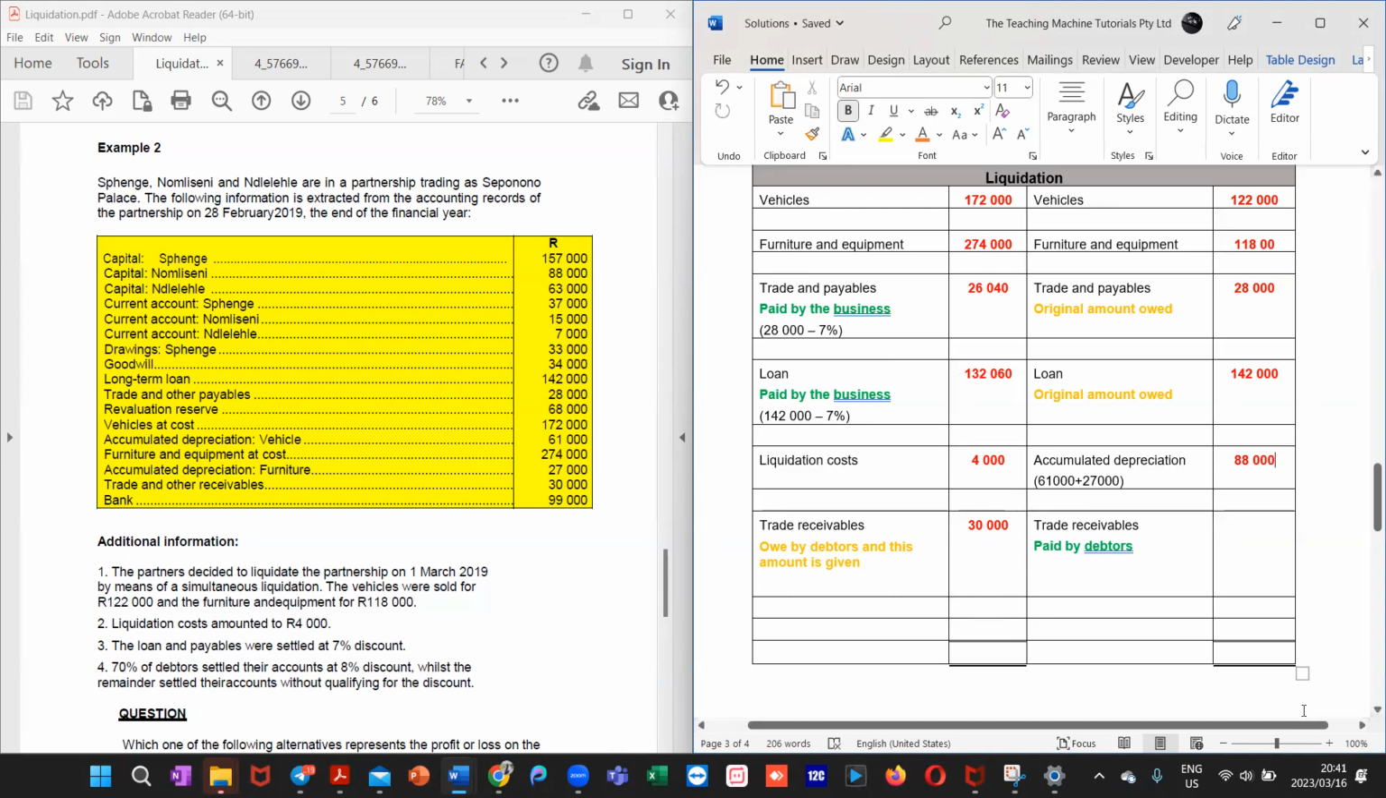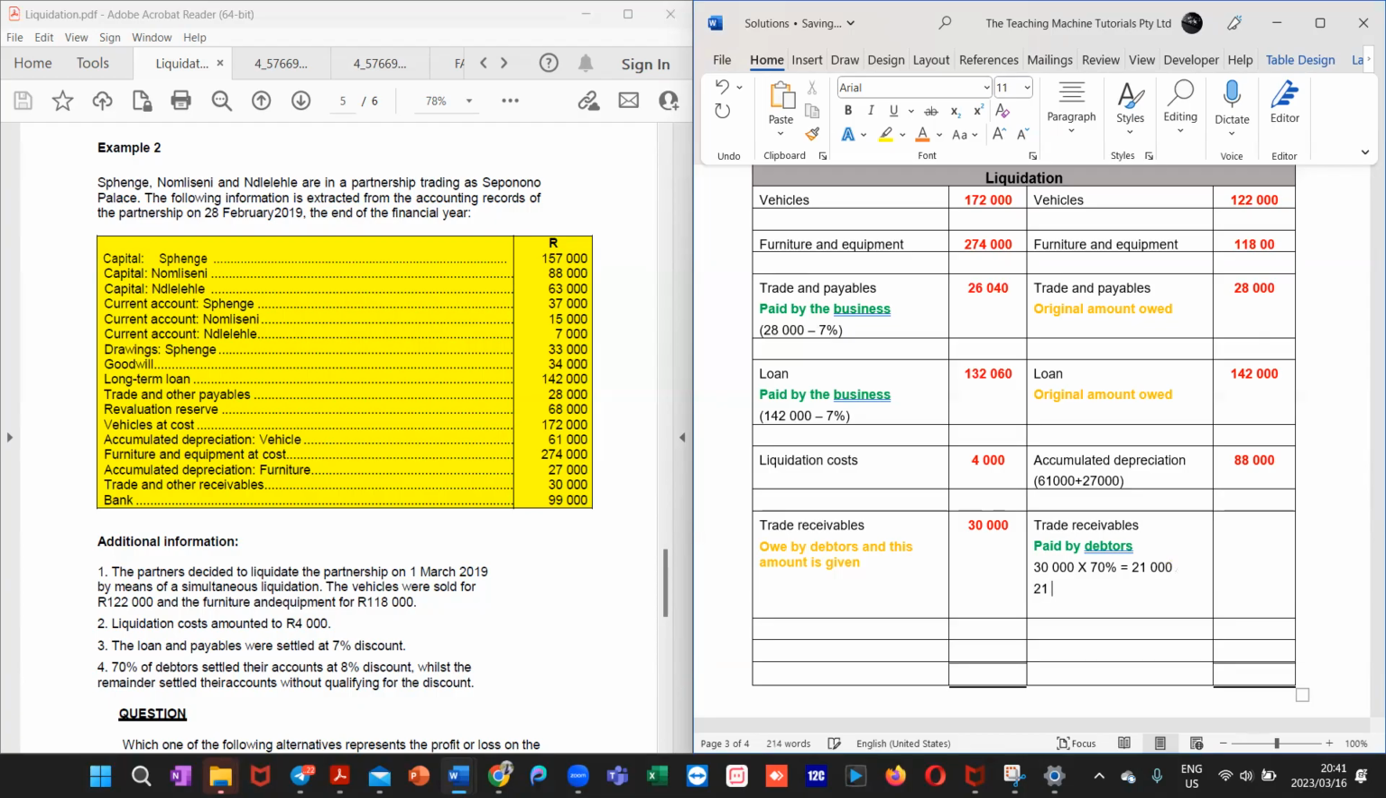Okay. How much will be paid by debtors? 70% of debtors settle their accounts at 8% discount, while the remainder settle the accounts without qualifying. Okay, we need to do serious calculations. It says here, from this 30,000, there will be 70% that will qualify for a discount. How much is 70% of 30,000? 21,000. Yeah.